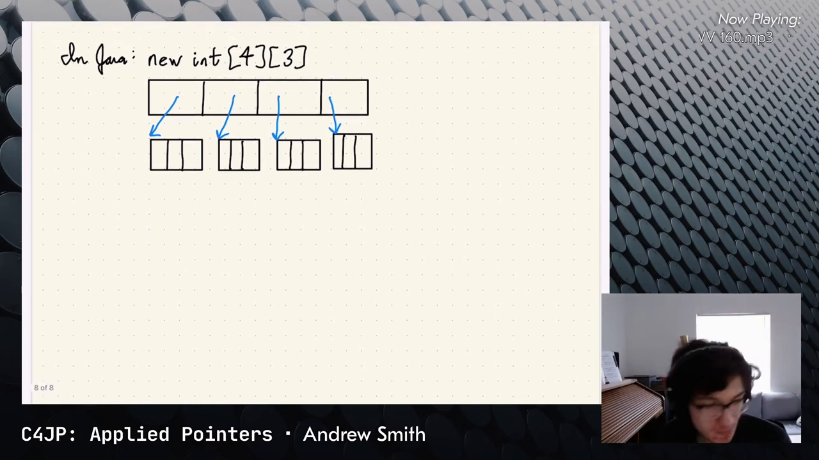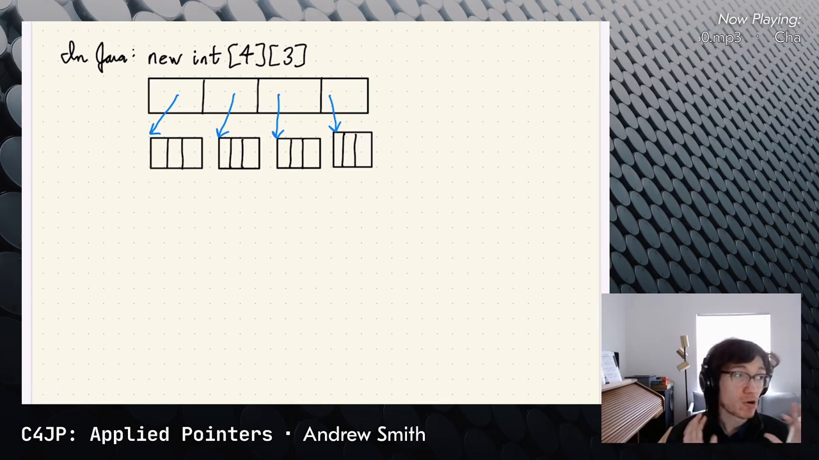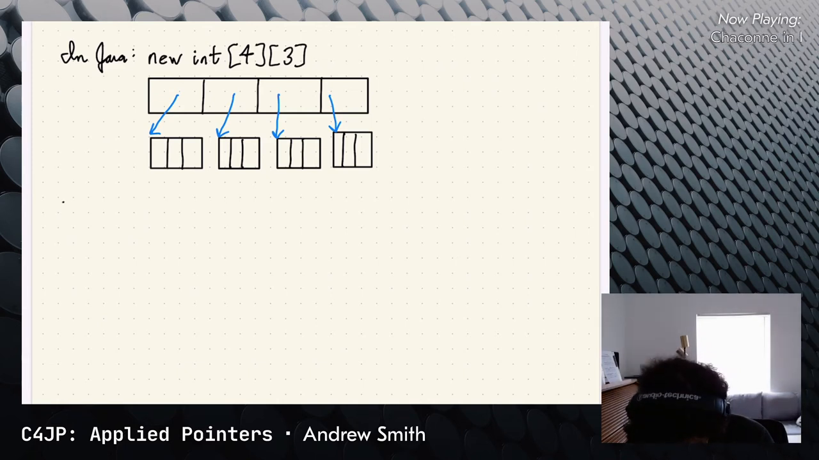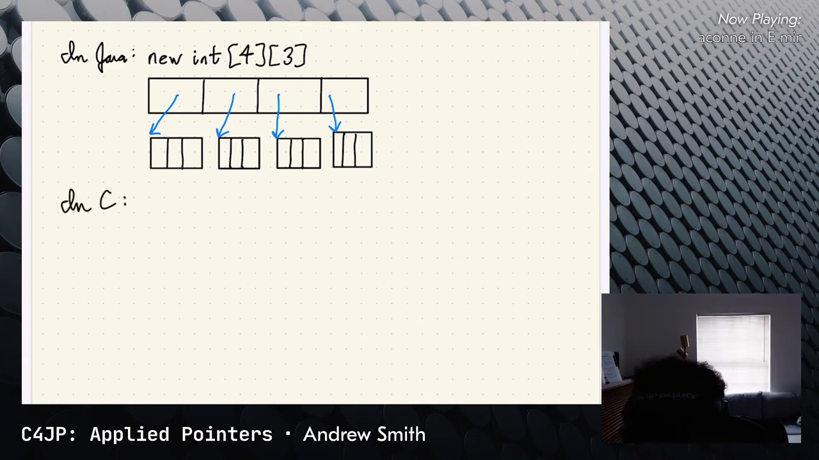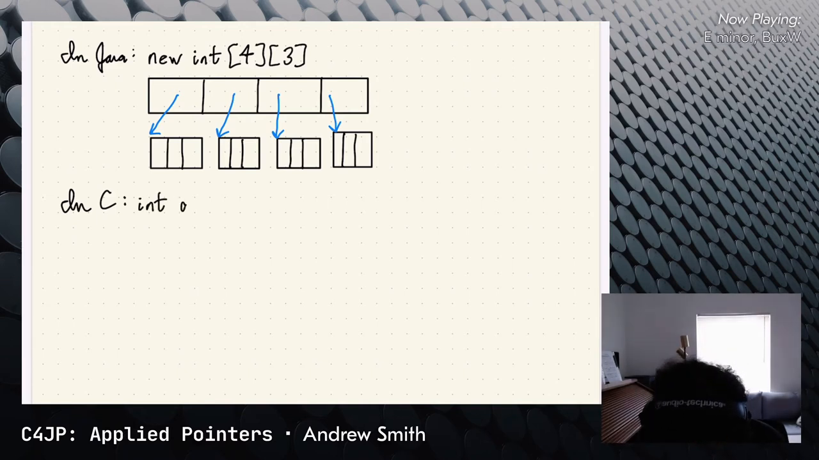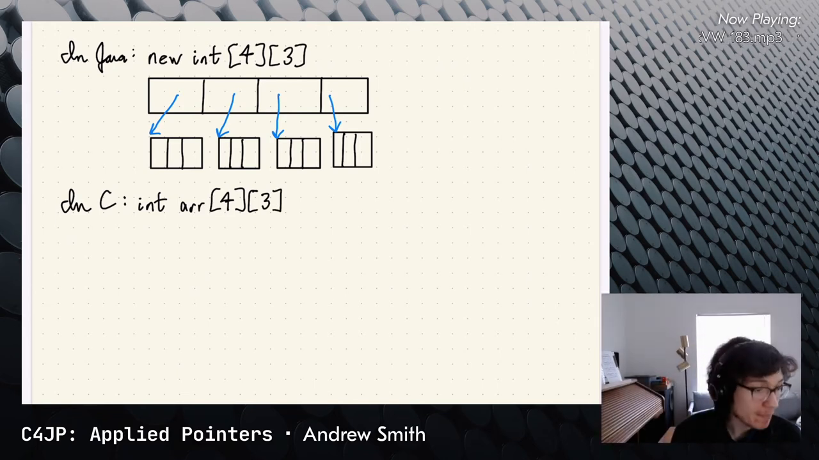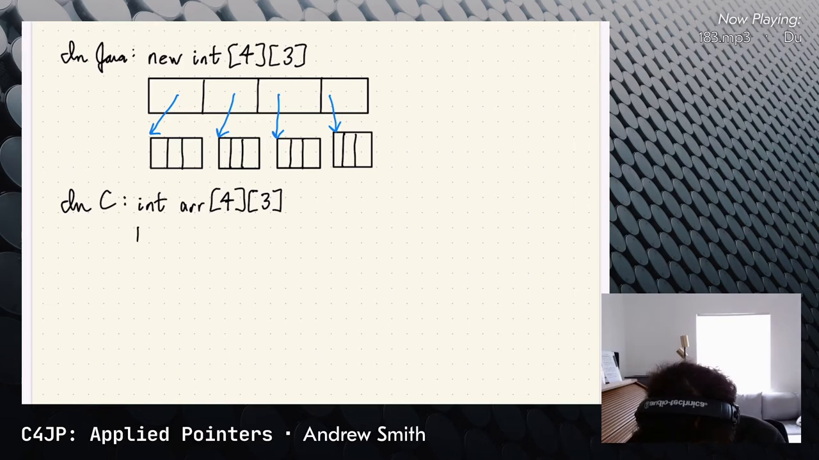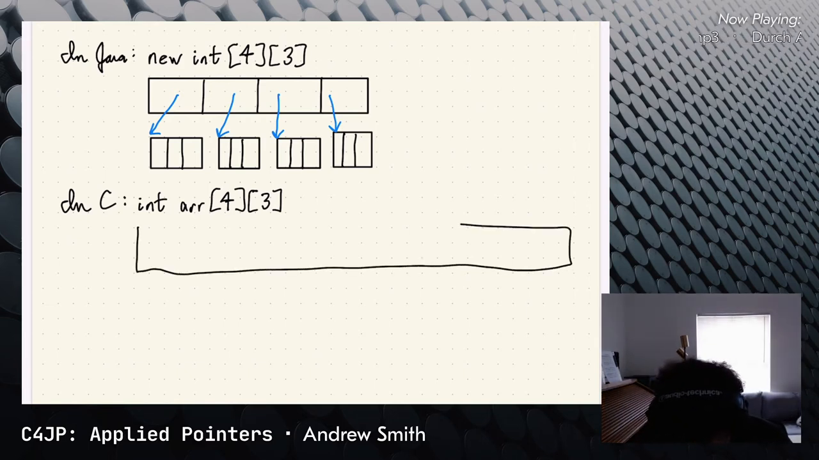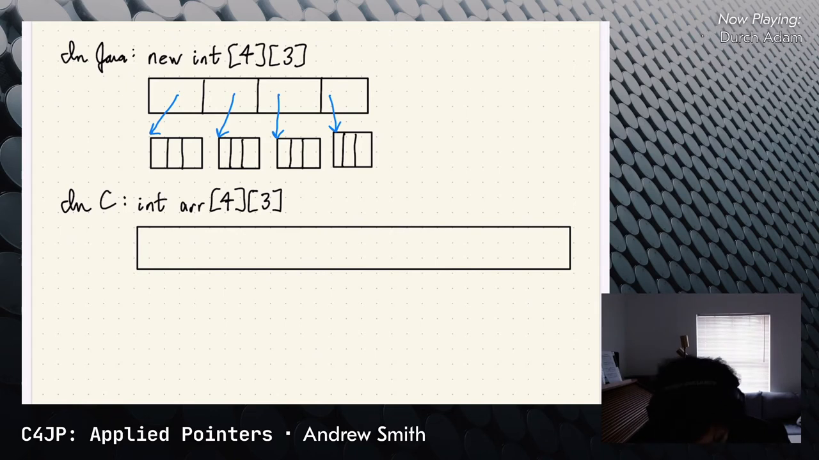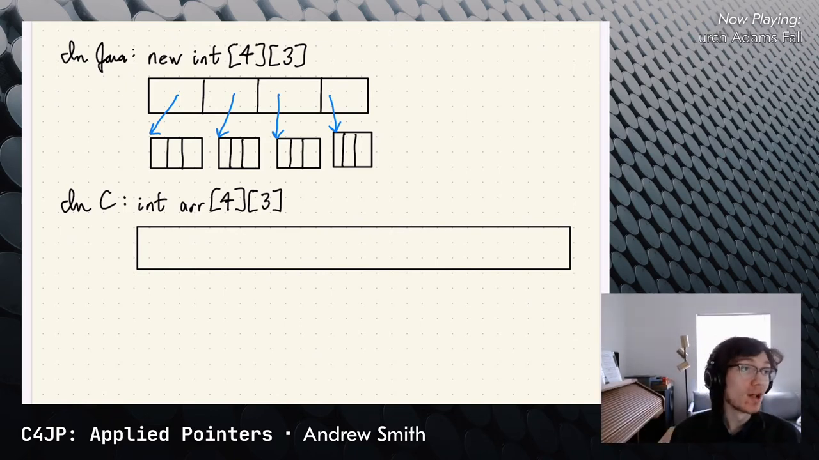That is not how it works, because in C, we want to make our memory representation as compact as possible. And so in C, if I say int r with dimensions 4, 3, what's going to happen is we are going to allocate one big contiguous array that is large enough to store 12 integers.